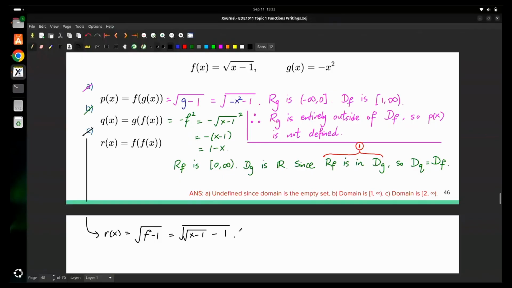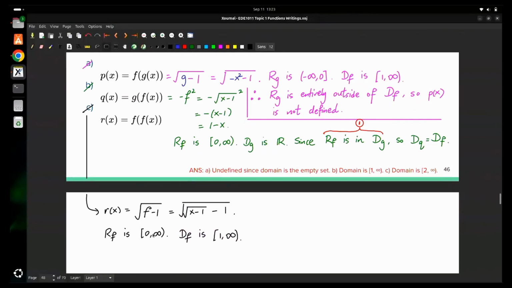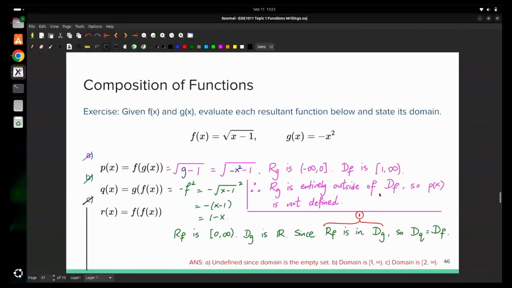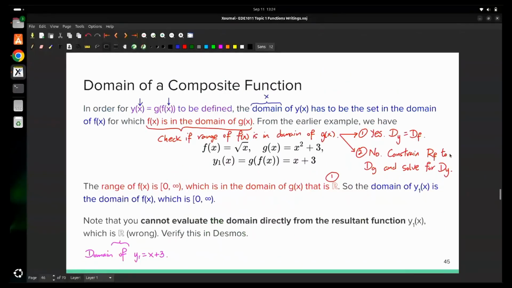Same thing, just do the same analysis again. What is the range of f? Range of f, we know, is 0 to infinity. Then what about the domain of f? Domain of f is 1 to infinity. Okay, here comes the second condition. You notice that the range is 0 to infinity, but the domain is 1 to infinity. So 0 to 1 is not inside the domain. Is that right? Okay, so now you've got to constrain. This is the second condition here: constrain the range of f to the domain of g and solve for the domain of y.